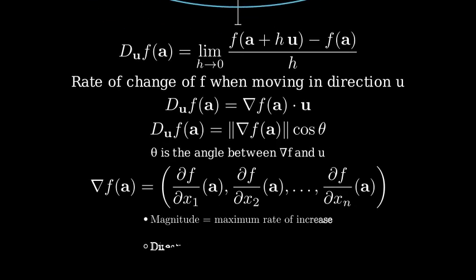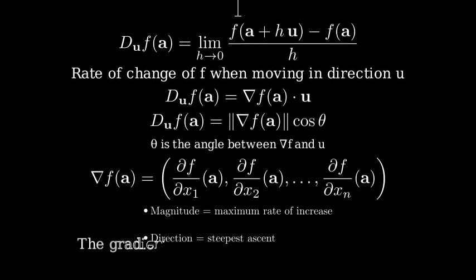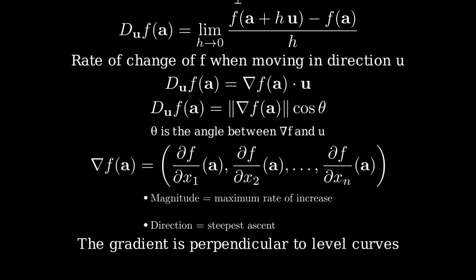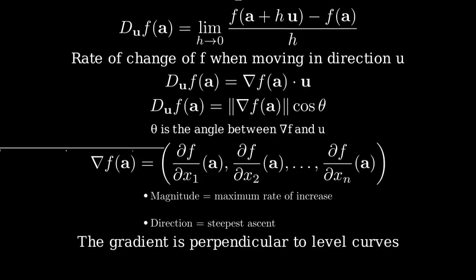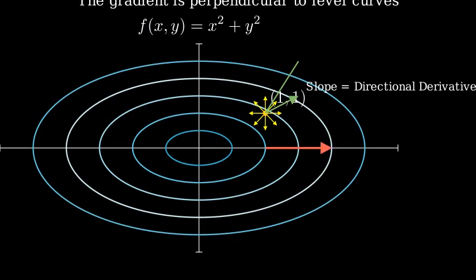The gradient has two important properties. First, its magnitude is the maximum rate of increase of the function at that point. Second, it points in the direction of steepest ascent. Additionally, the gradient is perpendicular to the level curves of the function. Let's visualize this for our function f of x, y equals x squared plus y squared.